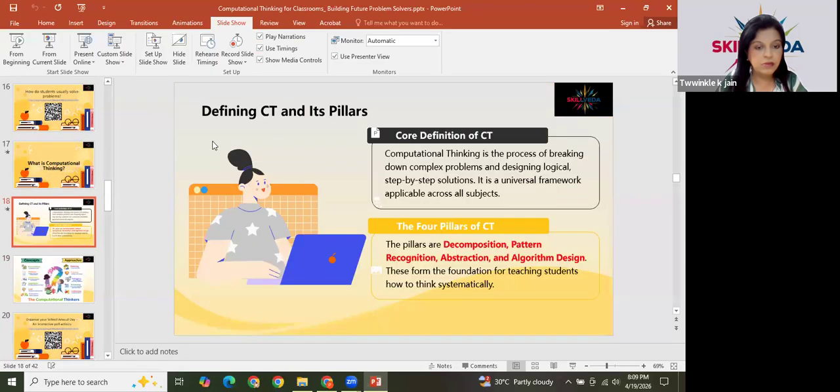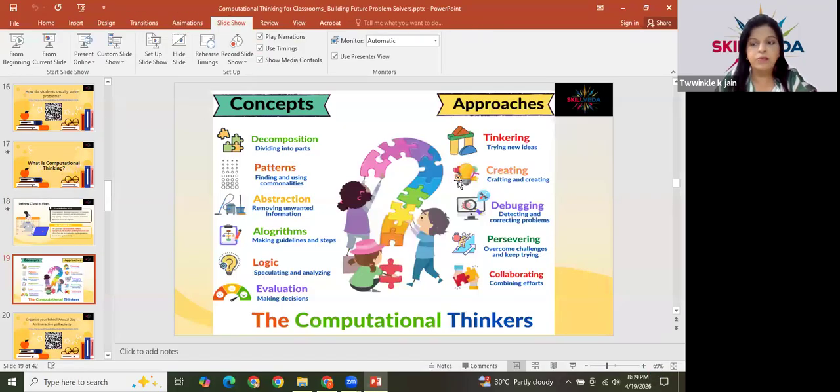What is computational thinking? We already discussed it enough. And what are the 4 pillars of CT? It is here. What is the approach to teach CT? Decomposition, patterns, abstraction, algorithmic logic, evaluation, everything. To teach them, there are so many ideas. We need to make them very creative, involve them in artistic activity, give them a problem with error, a coding problem with error, and ask them to debug.